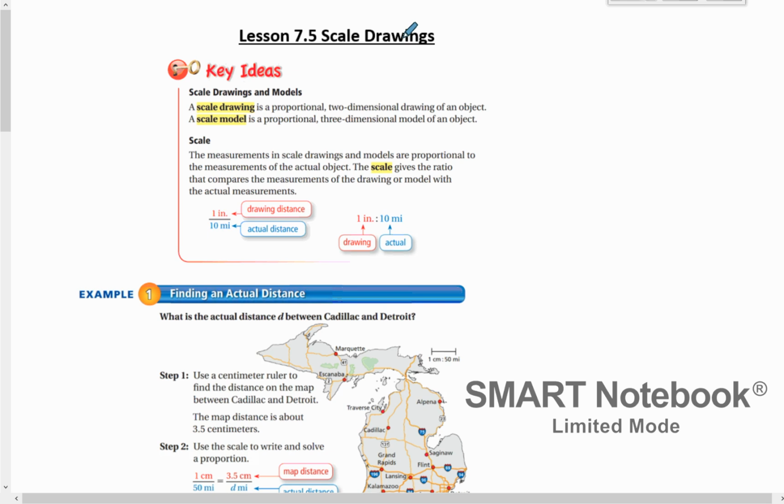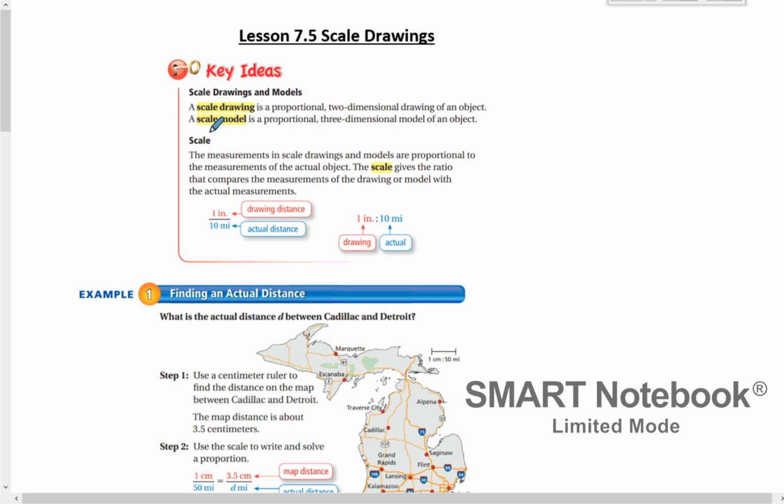So we're going to be talking about scale drawings. A scale drawing is a proportional, two-dimensional drawing of an object. It's kind of like a blueprint for a house is a scale drawing, because you can't fit an entire life-size house on a piece of paper. A scale model then is a proportional three-dimensional model of an object. For example, if you've ever seen them make a 3D miniature house to show you what it's going to look like, or a building or something like that. So it's kind of that 3D version.